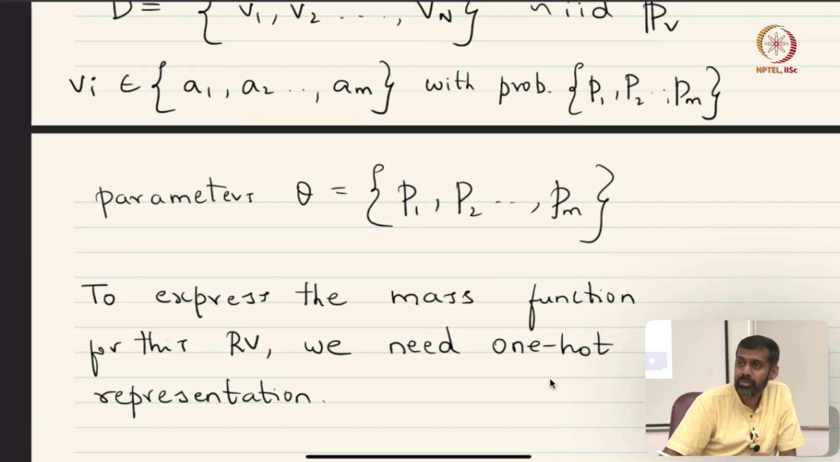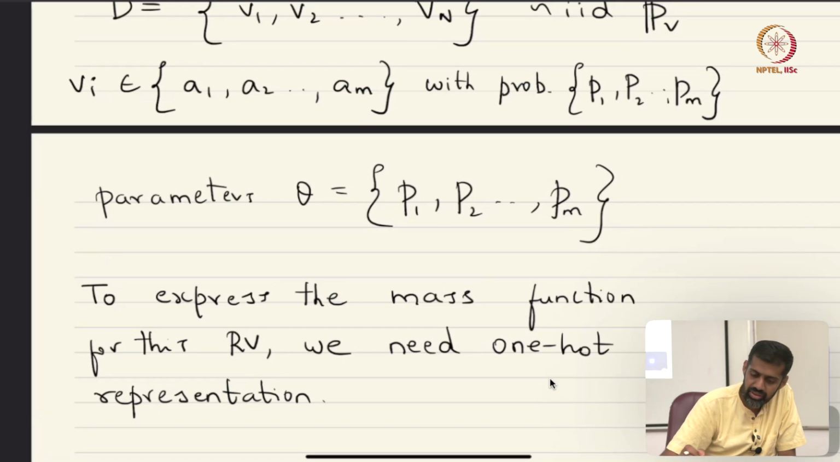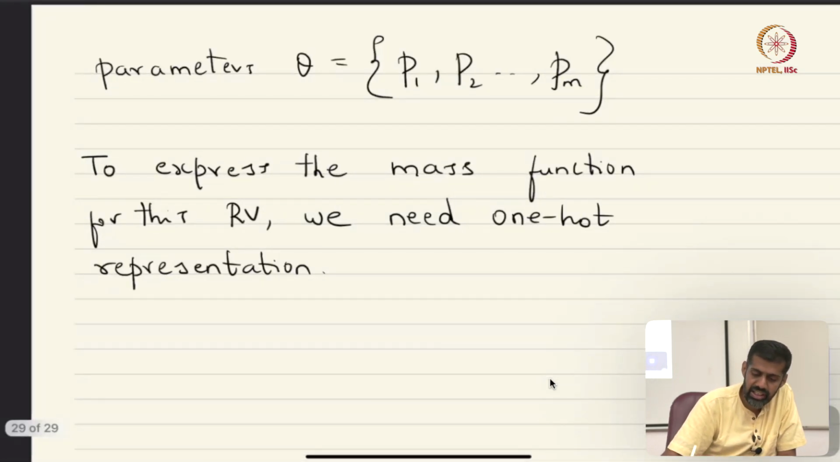Mass function can also be called a density function, not the other way around. Okay. Anyway, for the mass function of this random variable, we need what is called a one hot representation. What is that? Let me write that. So, one hot representation.